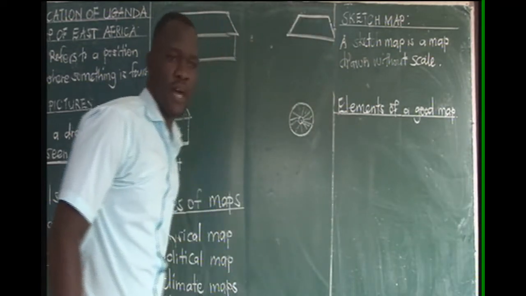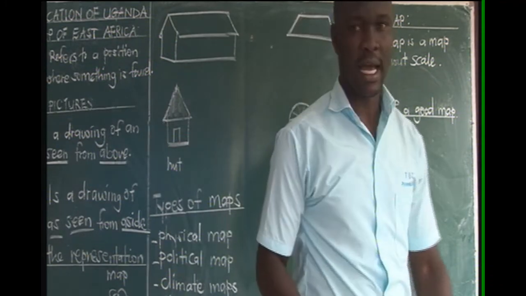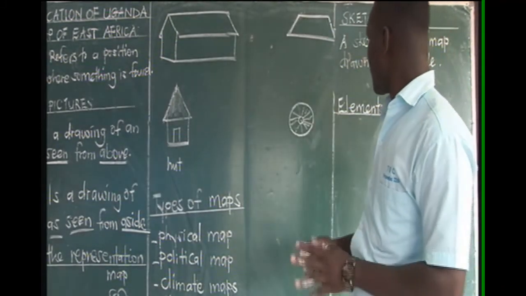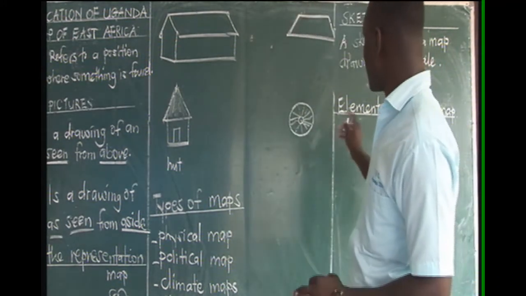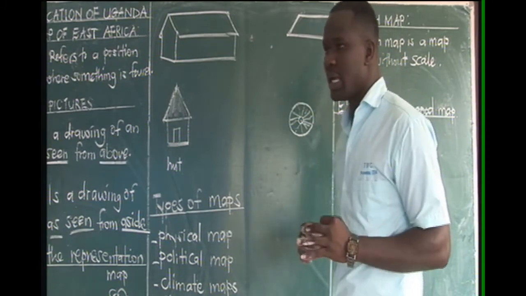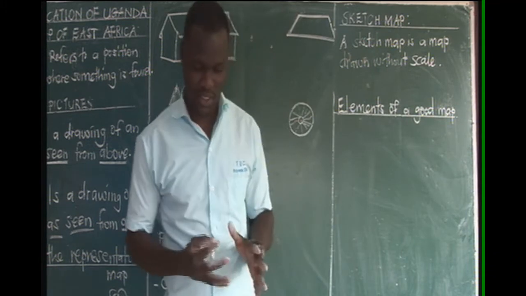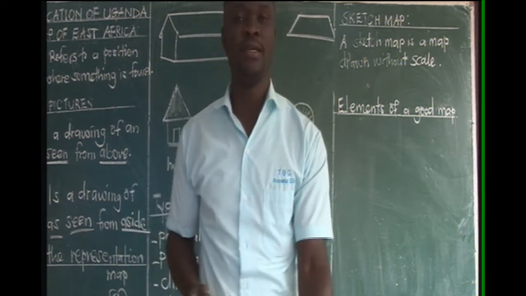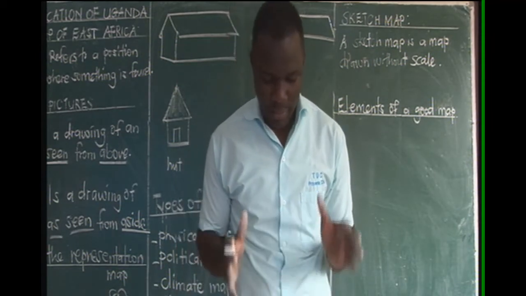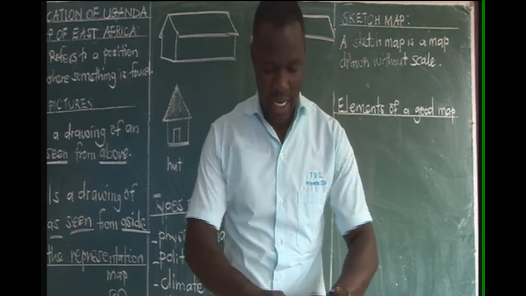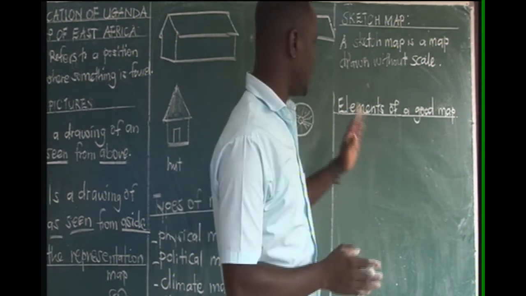Now, the elements of a good map are the things that a map should have. Which means these are the things that will enable a map reader. When we talk about a map reader, we are looking at any person who has a map and wants to understand what is contained in that map. The map helps him or her to understand what is there. So those are the elements that we call elements of a good map.